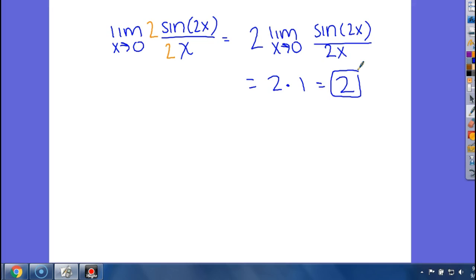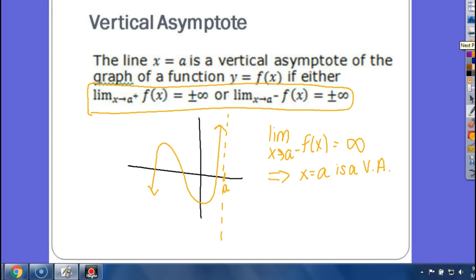So conversely, we need to talk about vertical asymptotes. So vertical asymptotes are the opposite of horizontal. For horizontal, we look at the x values going to infinities. For vertical asymptotes, we look at the x values going to a number, but the answer will be an infinity.